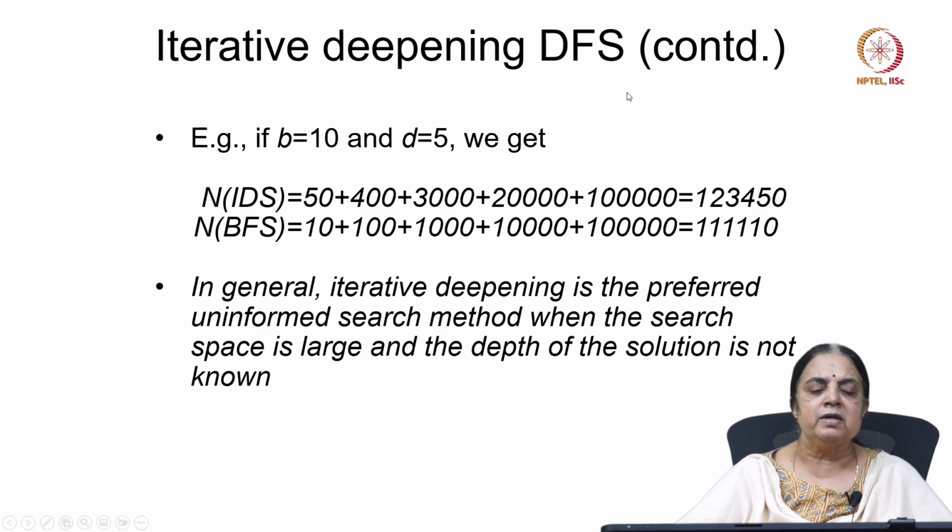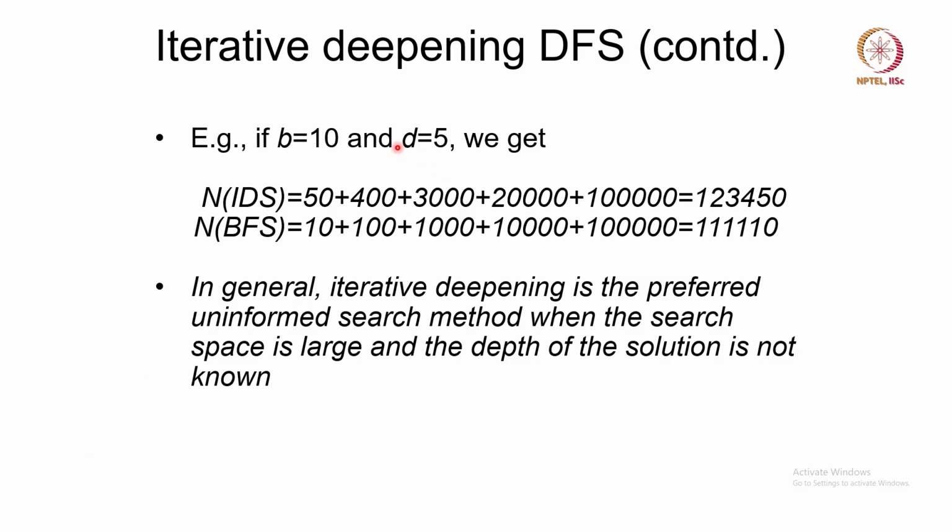Let us look at an example here. Suppose b is equal to 10, that is, the branching factor is 10, and d is 5. So at level 5 you are finding a solution. If I find the number of nodes using iterative deepening search and the breadth first search, this is the total number of nodes that you get. You can see that iterative deepening search has a little more nodes, but not really that much as compared to the breadth first search.